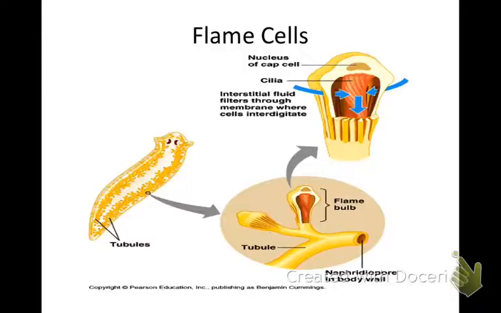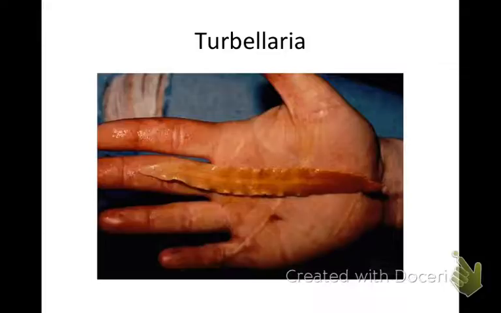And there are 4 classes of good old Platyhelminthes. These are Turbellaria, and hold on, Turbellaria. Sorry, it's hard to pronounce. Highlight that these are free-living marine carnivorous flatworms.